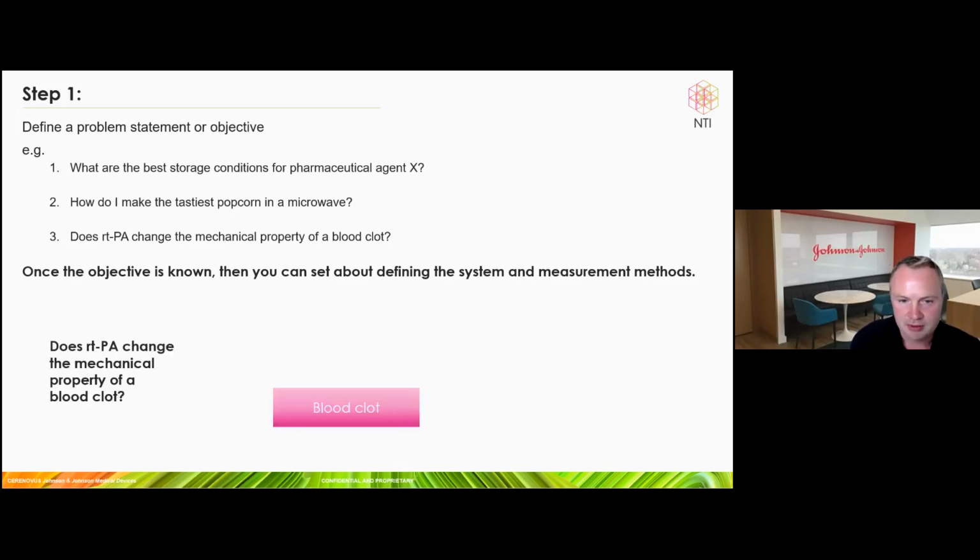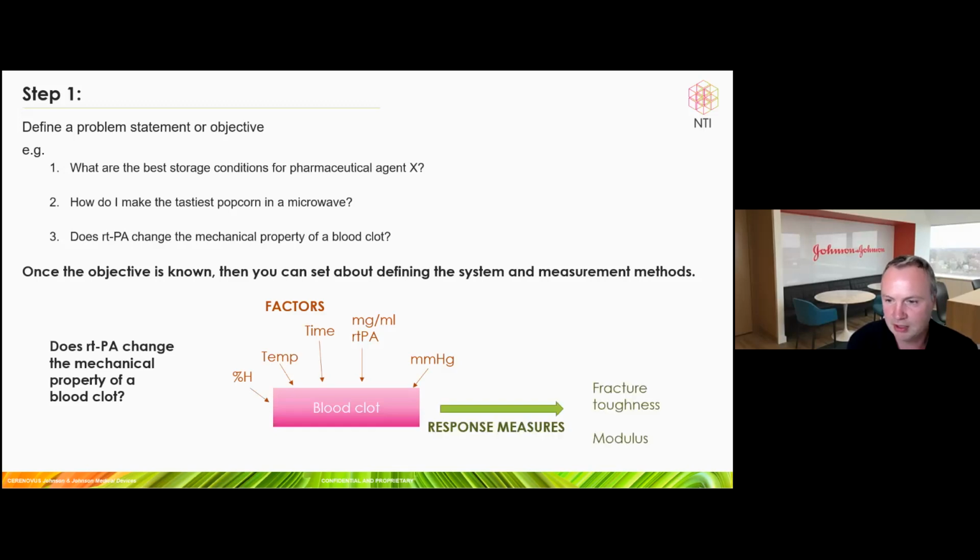So once we know the objective, then you can set about defining the system and the measurement methods. For example, does tPA change the mechanical property of a clot? Your system is your blood clot. The hematocrit, the temperature, the time, the concentration of tPA, the pressure that is exerted on the clot are all factors that influence the blood clot. And if we're interested in mechanical properties, then some of the measures we might be interested in are fracture toughness or modulus, for example. Okay.